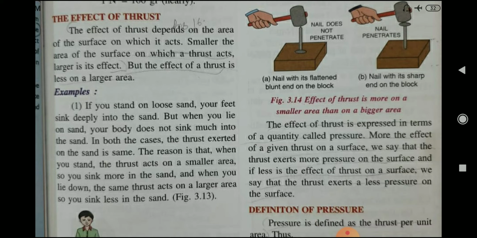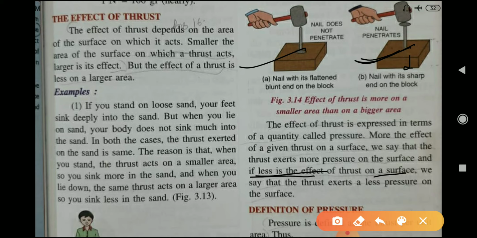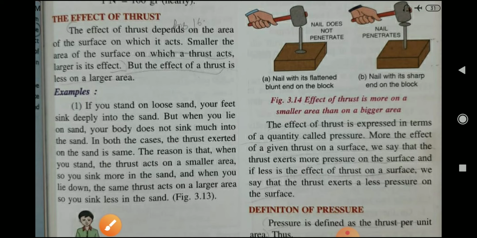But if the effect of thrust on a surface is less, as in case A in this figure, we say that the thrust exerts less pressure on the surface. So in this case the effect of thrust is less, therefore less pressure is exerted on the wooden block and therefore it is difficult for us to drive the nail into the wood from its flattened end. So these are the effects of thrust.